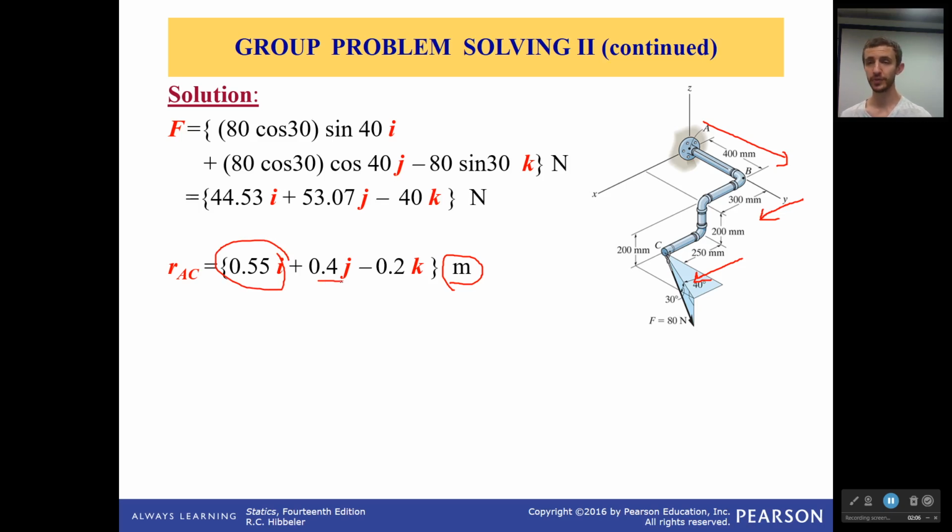That's where the 0.4 comes from. And we see that the only time it moves down in the z direction is right here. So that's negative 0.2. Okay, so that's not too terrible. You've just got to be a little bit careful because they decide to bend the pipe to make it a little bit harder on you. It's a good thing.